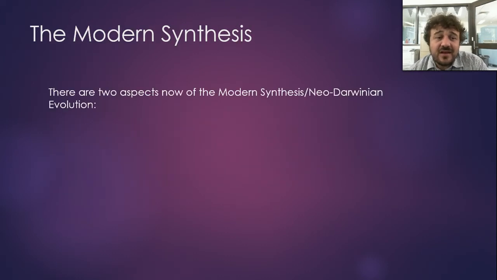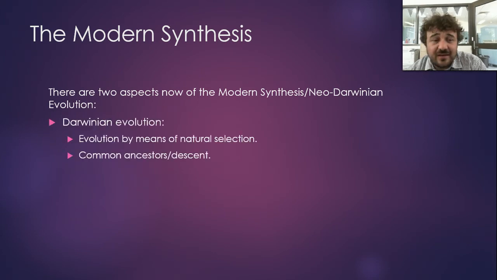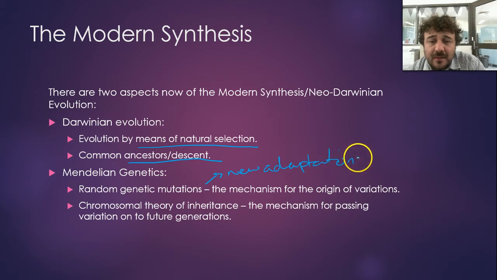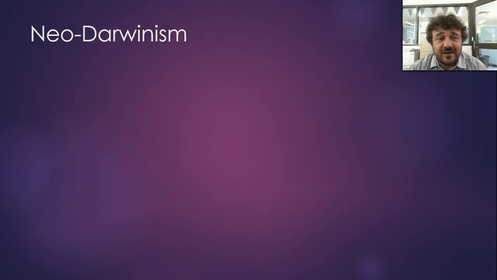So what is it? Essentially, there are two aspects of it. One, there's the Darwinian evolution. This is the stuff we already know about. So we've got evolution by means of natural selection. That's not new. And common ancestors and descent. Then Mendelian genetics kicks in. You've got random genetic mutations. We know these happen. So that's where we get new adaptations appearing. And we've also got the chromosomal theory of inheritance, which is just how that DNA is passed on from one generation to the next.